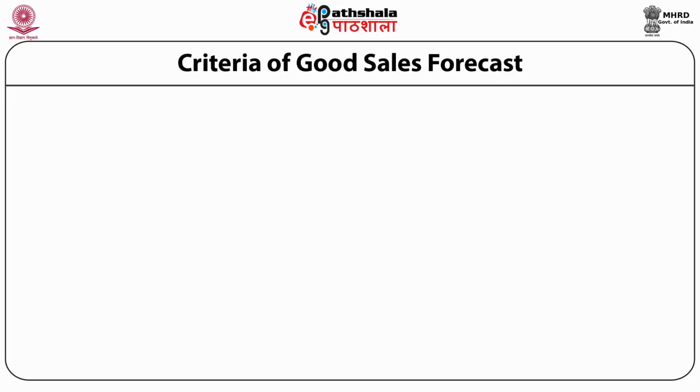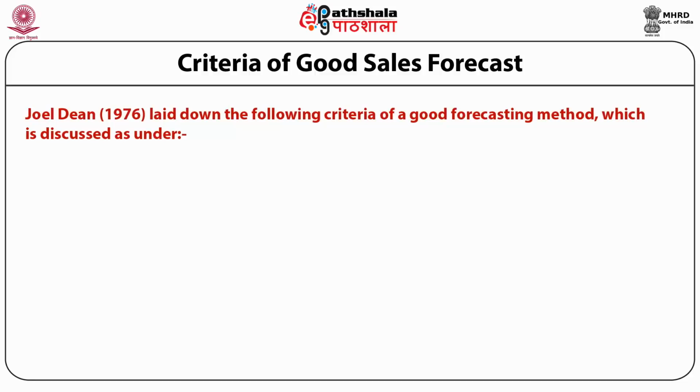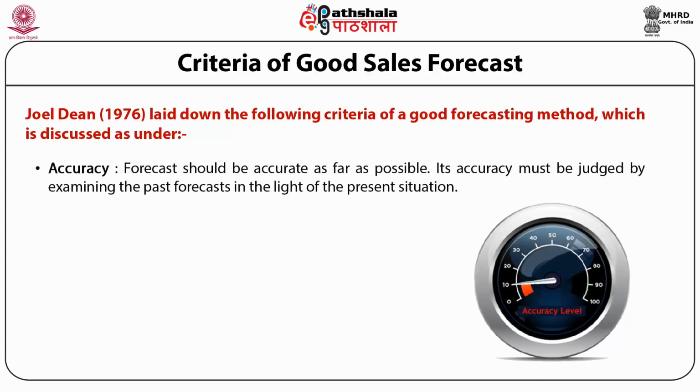Criteria for a good sales forecast: Joel Dean has laid down criteria for a good forecasting method, and it includes certain essentials like accuracy. A forecast should be as accurate as possible. Its accuracy must be judged by examining past forecasts in the light of the present situation.